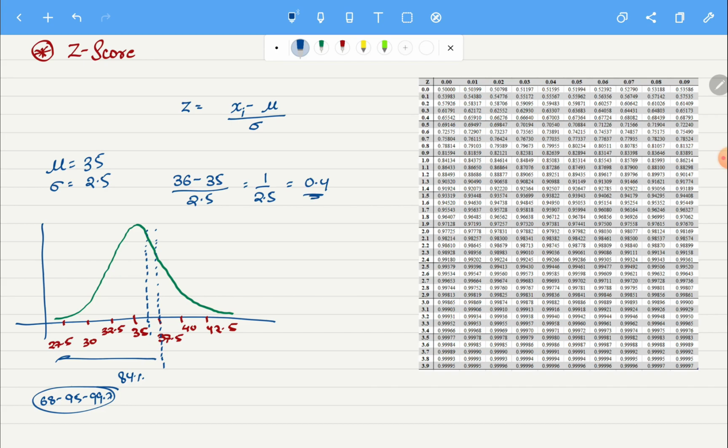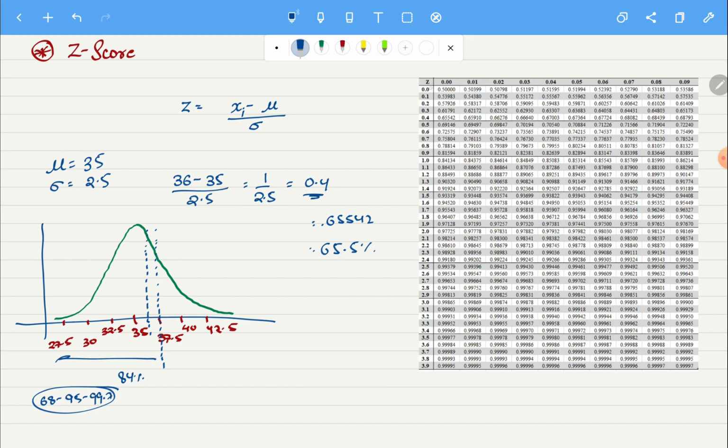The z-score is around 0.4. So we will look for 0.4 on this table, and then take this value, which is 0.65542. It tells us that 65.5% of the drivers retire before the age of 36.